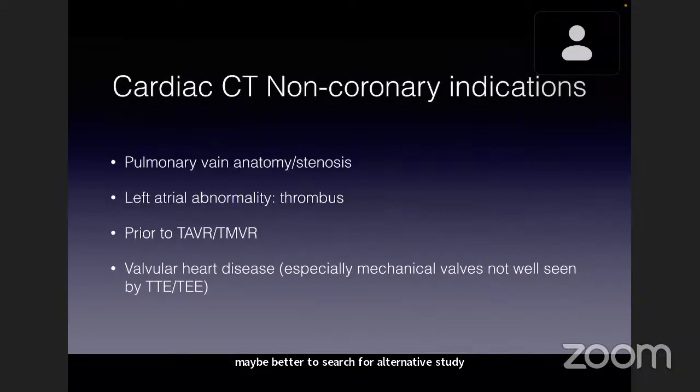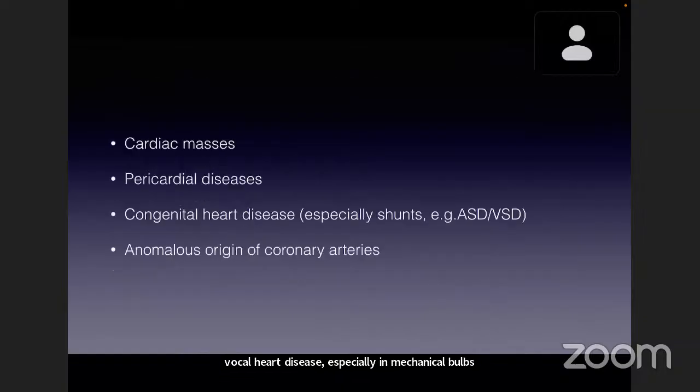Okay, we have some indications for cardiac CT other than the coronaries: pulmonary vein anatomy and stenosis, left atrial abnormalities such as thrombus, prior to TAVR, valvular heart disease, especially mechanical valves, which are not well seen in echo, cardiac masses, pericardial disease, and congenital heart disease, especially shunts, ASD, VSD, and anomalous origin of coronary arteries.